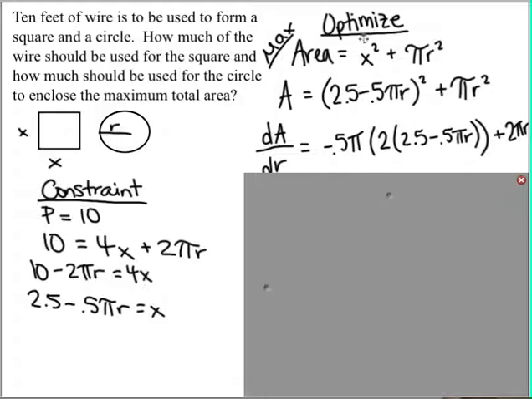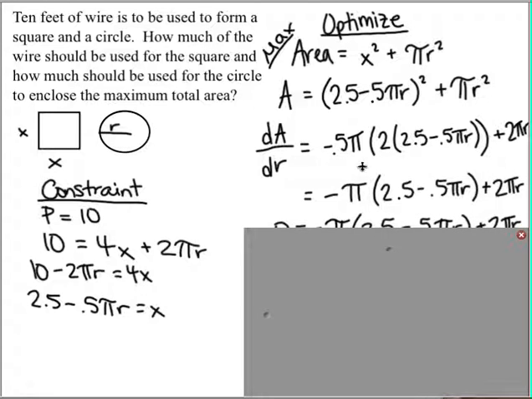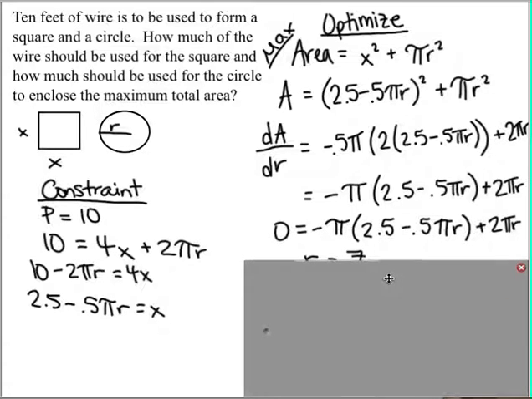When I take the derivative, I have to use the chain rule. The derivative of the inside is negative 0.5 pi, and then power rule, bring the 2 down and reduce the power to 1. The derivative of pi r squared is just 2 pi r. I set that equal to 0. After I've simplified it, the negative 0.5 and the 2 multiply to negative 1. Set that equal to 0 and solve for the radius. In this case, I get the radius to be 0.7.